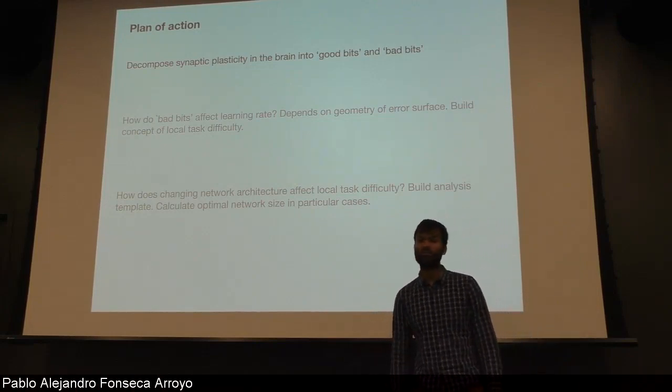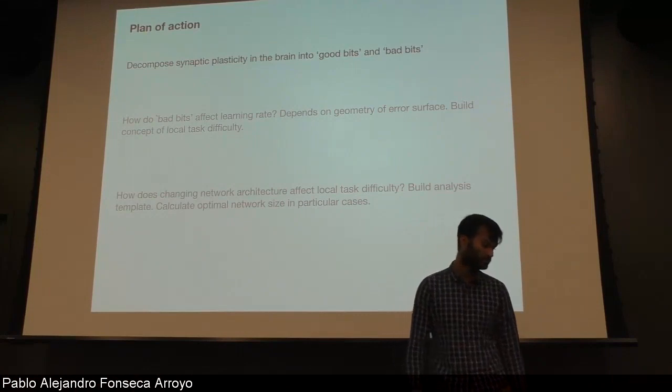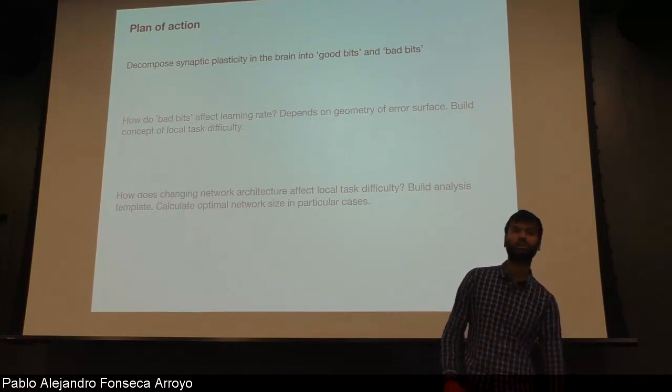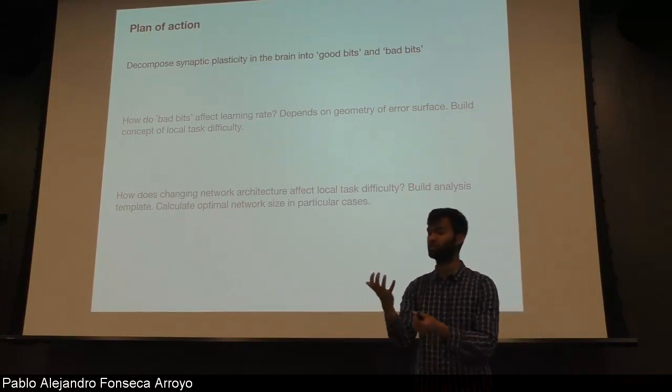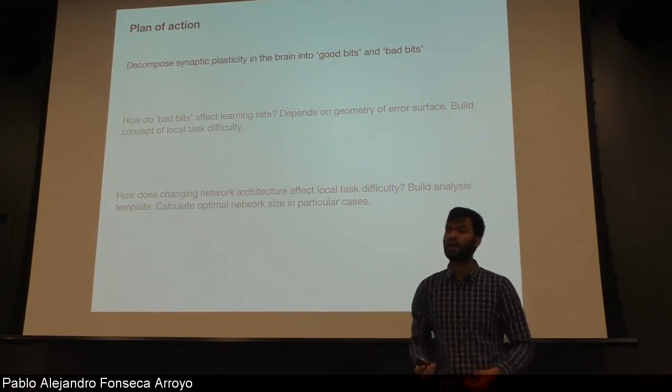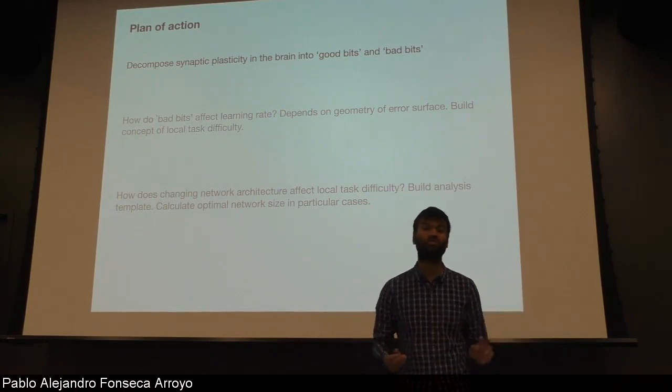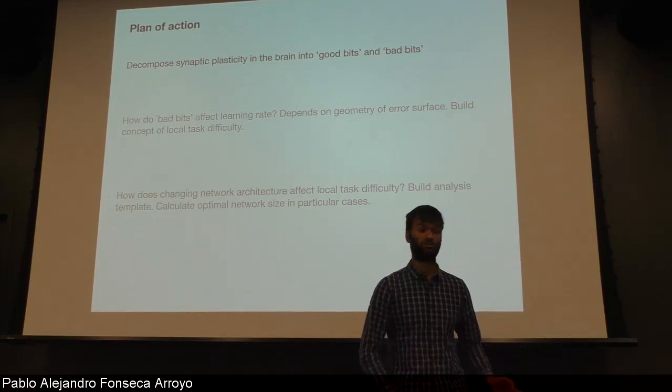Then I'm going to look at how the bad bits affect learning rate, and I'm going to show that that depends on the geometry of the error surface. So I'm going to build a geometrical concept which is going to tell us how much weight changes in arbitrary directions are going to hurt learning.